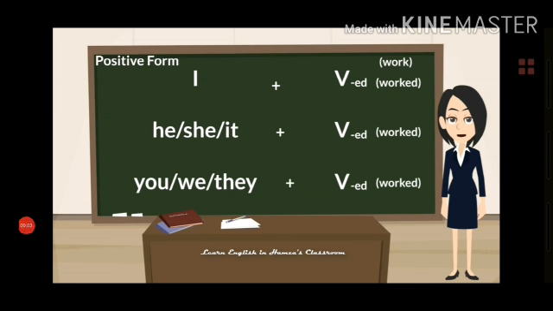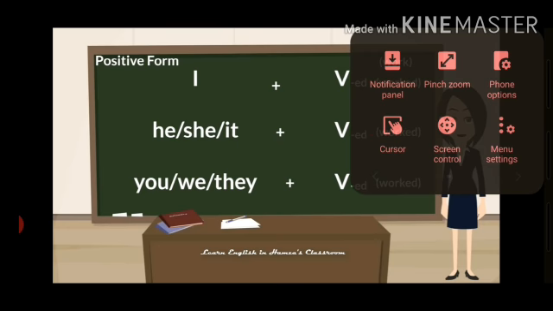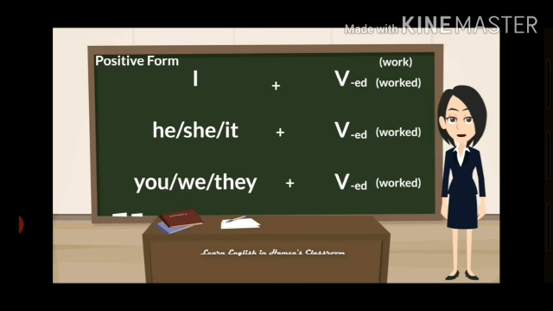Okay, here is the formula for positive form. The first one is subject. I, he, she, it, you, we, they. All of the subjects are followed by verb 2. Verb plus ed. Ya, jadi kata kerja kedua yang menggunakan ed. Bisa jadi regular, bisa jadi irregular ya. Tidak semuanya harus pakai ed. For example, di sini work menjadi worked.